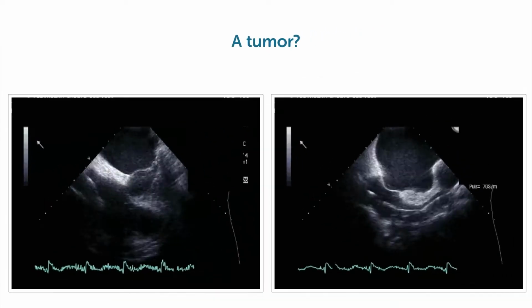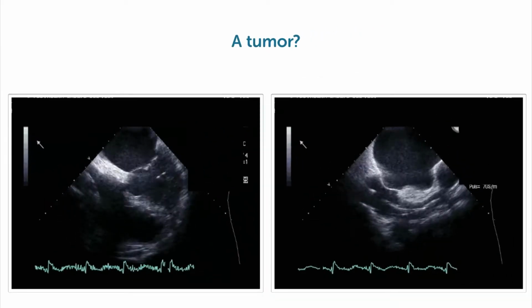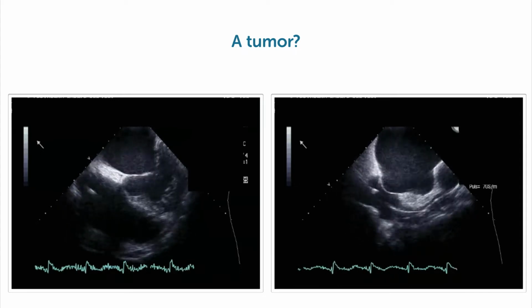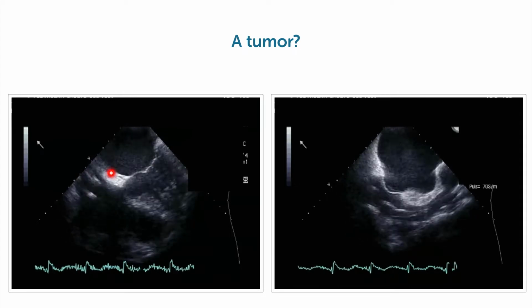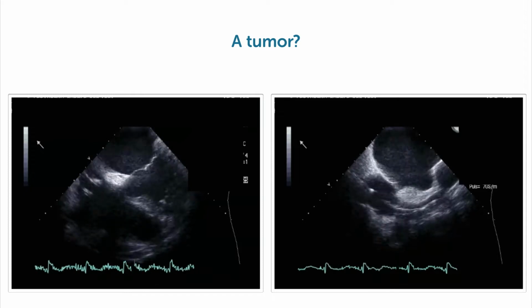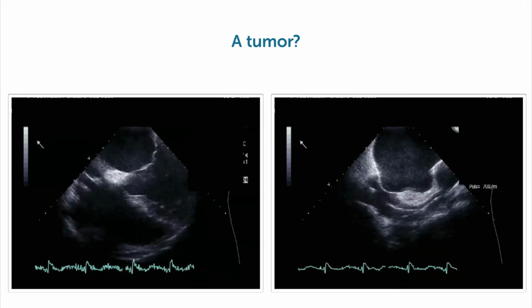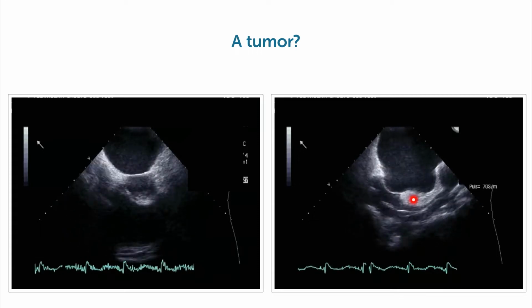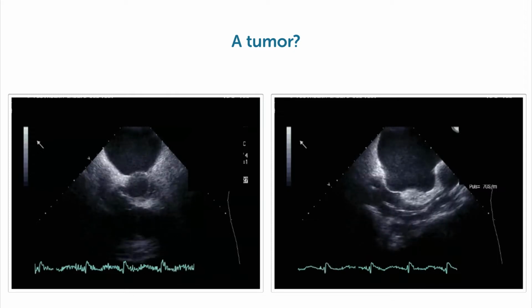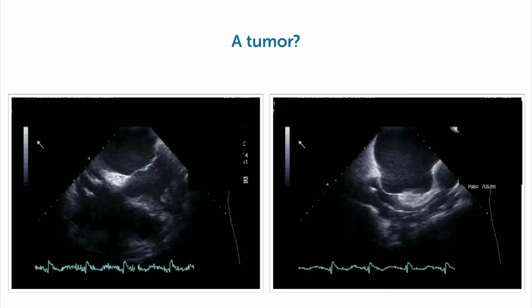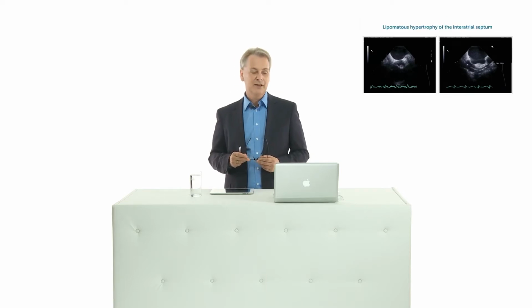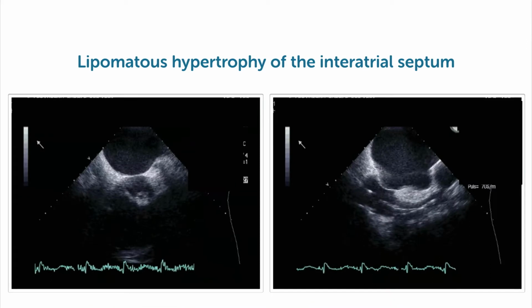What about this patient here? We can see in the four-chamber view, which is turned a little bit to the right ventricle, that we have a rather thick structure right here. This is also visible in the bicaval view. Here we have the SVC. This is the interatrial septum. And right here we have this huge tumor. What is it? Well, nothing to worry about. It's something that you can find relatively frequently, especially in obese patients. It's what we call lipomatous hypertrophy of the interatrial septum.